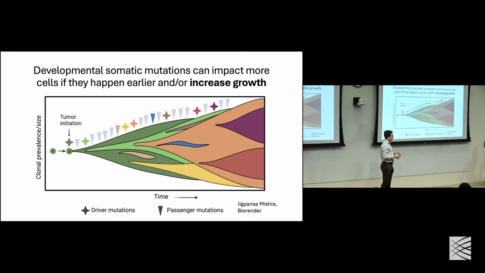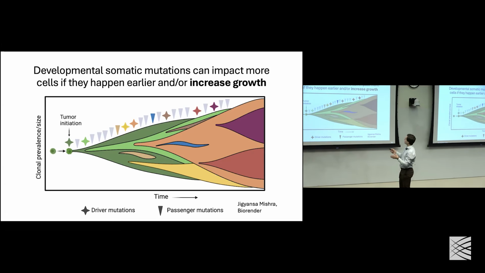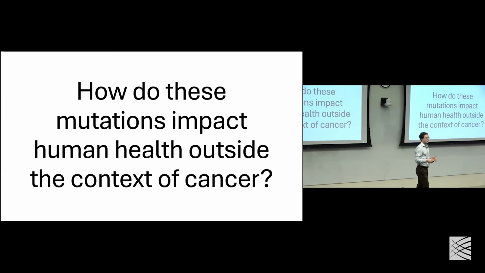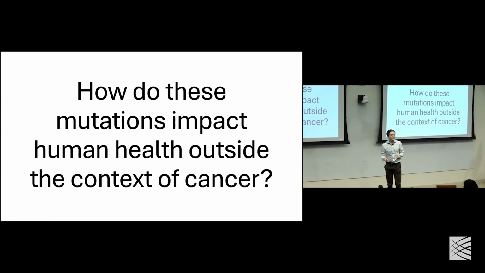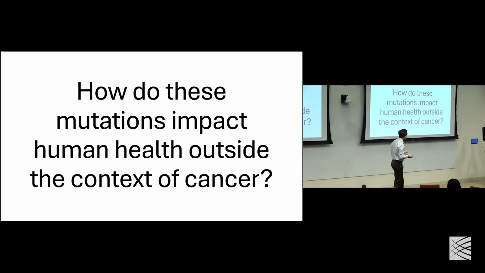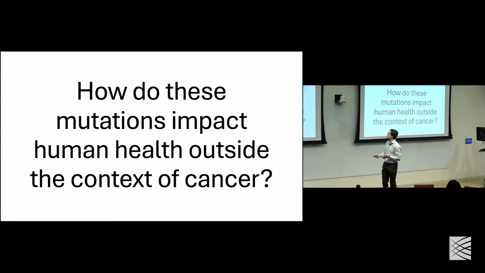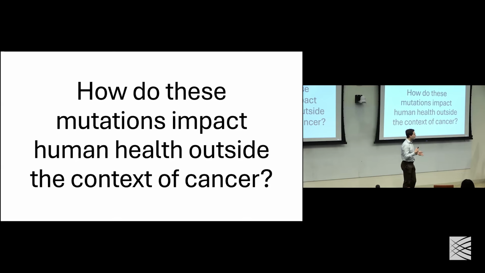So we have this idea that in development, somatic mutations can have an impact by happening earlier, and we can also have impactful somatic mutations if they increase the ability of a cell to proliferate. But what about somatic mutations that don't cause cancer, right? We're pretty familiar with this idea that cancer is bad for our health and that a cell proliferating out of control is a concern. But are there other cases where somatic mutations can impact the function of our bodily systems? And to get into how our lab started studying this question, I'm going to give you a quick history lesson of what our lab has done.